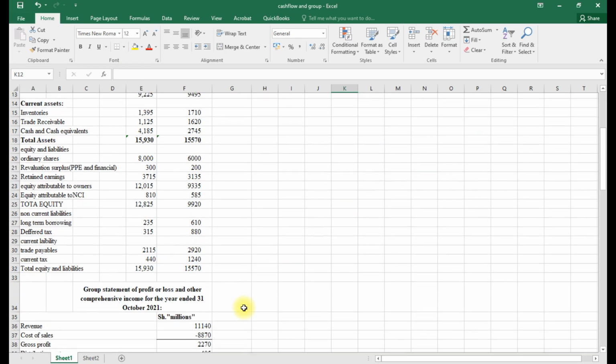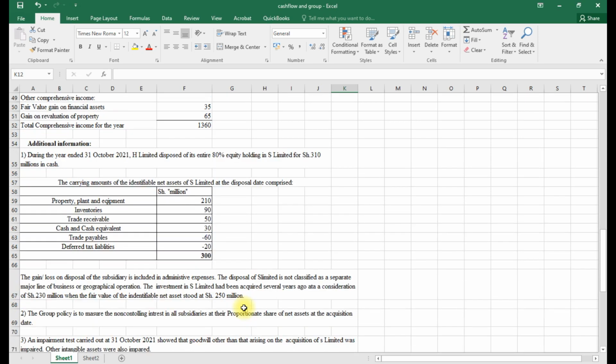Then, what else do we have? Gain or loss on disposal of subsidiary, which is included in the administrative expense. Remember, for the subsidiary that we sold 80%, we sold it for 310 and it had net assets of 300, and the investment in S had been acquired several years ago for 230 when the fair value of identifiable net assets stood at 250.